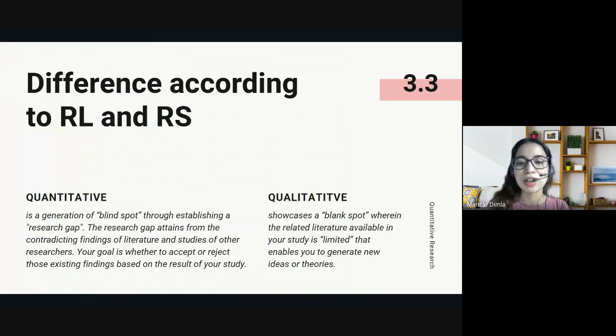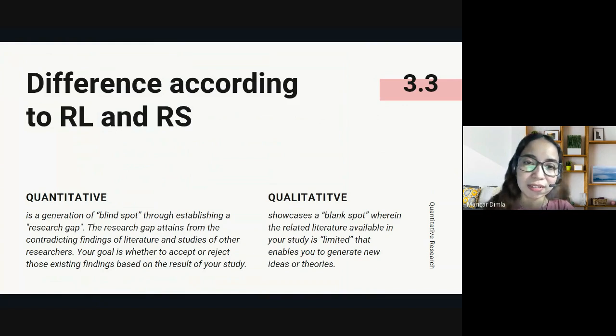So meaning to say, there will be a time that a qualitative study can be converted or diverted into a quantitative study. Wherein in a quantitative study, it generates a blind spot wherein there are lots of RLNRs out there. So your purpose now as a researcher is to accept or reject those RLNRs based on the findings of your own study. Clear? All right.